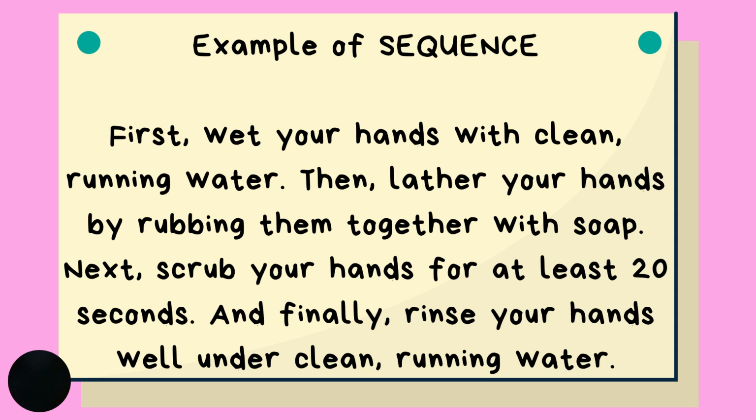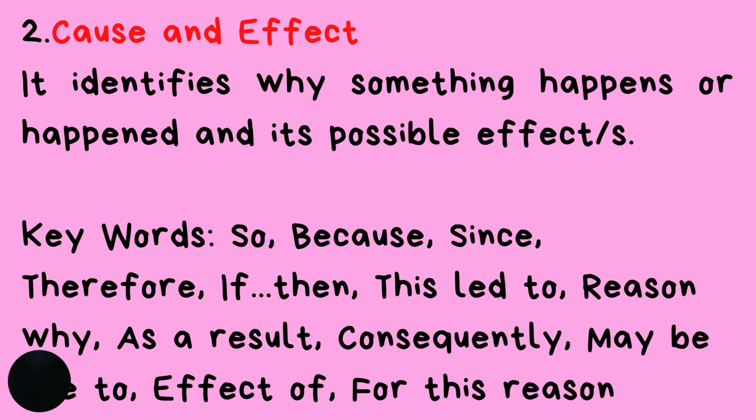Example of sequence. First, wet your hands with clean running water. Then, lather your hands by rubbing them together with soap. Next, scrub your hands for at least 20 seconds. And finally, rinse your hands well under clean running water. That is sequence. Number 2, cause and effect.